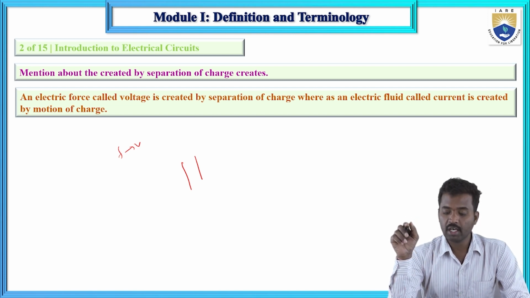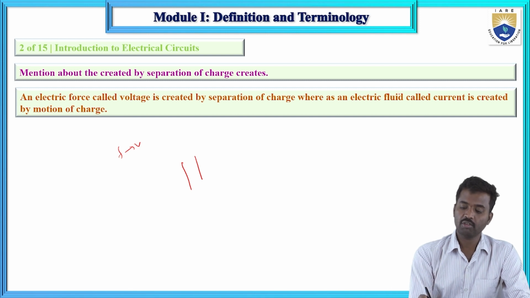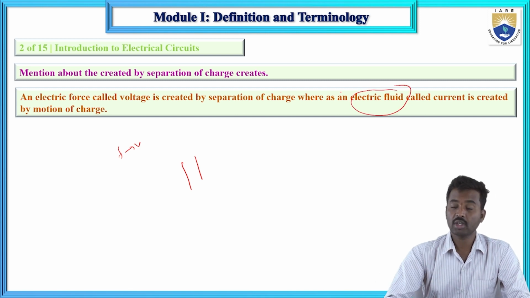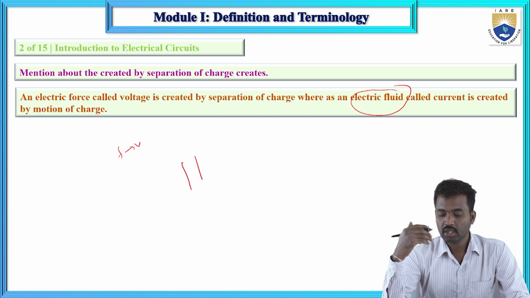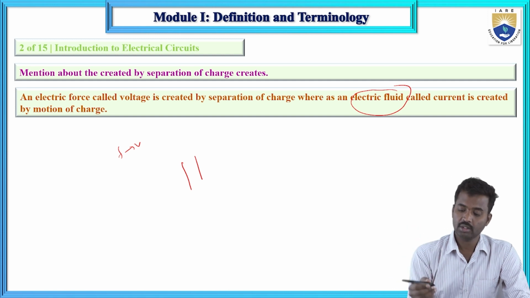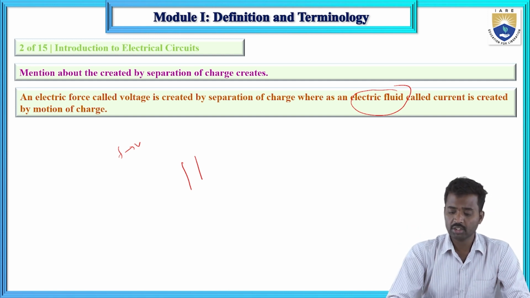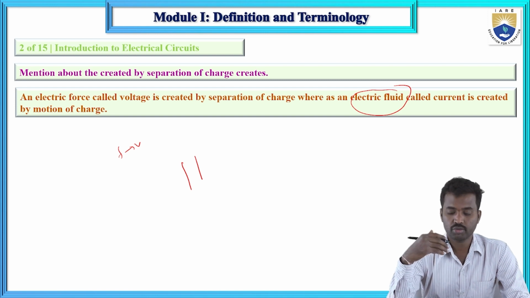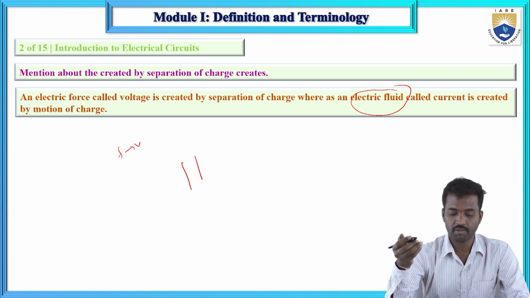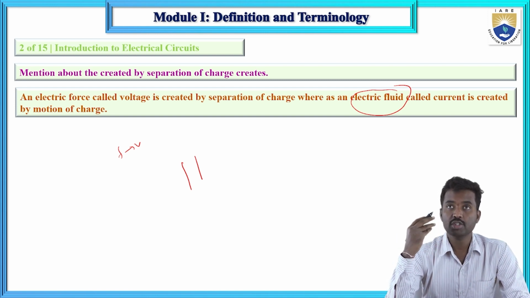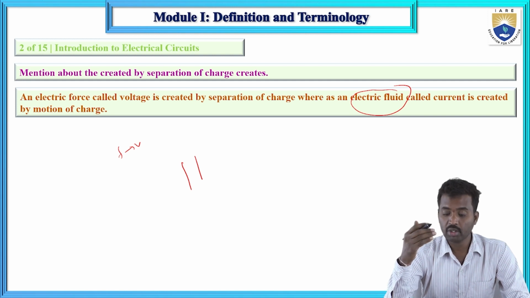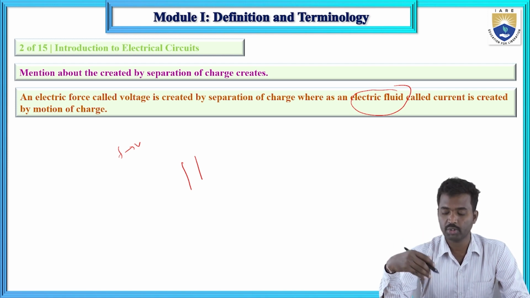Whereas the electric fluid is the current. Current always flows from higher potential to lower potential. If you compare with the water analogy, water always flows from a higher level to a lower level. In the same way, current always flows from higher potential to lower potential.